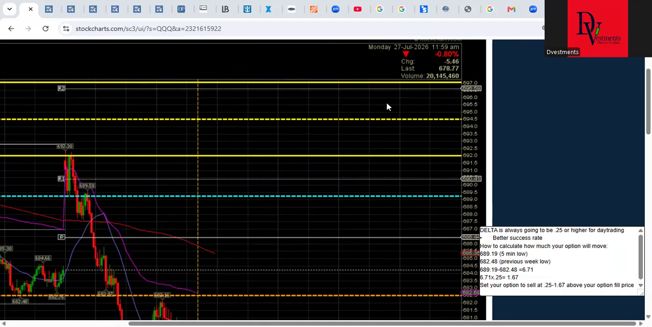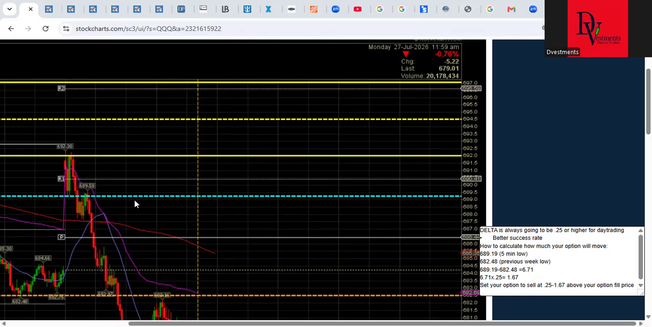As you can see, my yellow lines here, those were my pre-market price targets. I had 697 even, 694.50 is the dotted line, and then the last solid yellow line is 692. My 5-minute high and 5-minute low was the blue line here, and that price is 689.19.